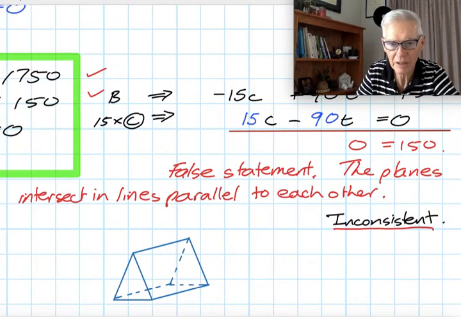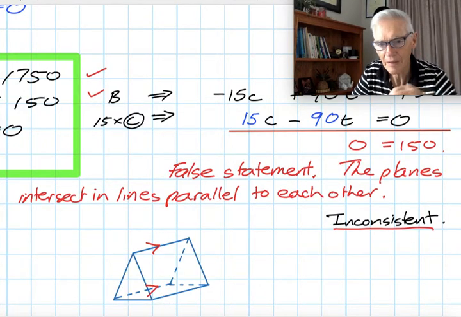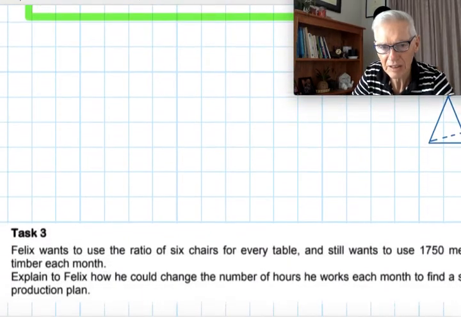And here we have like a bookshelf, so the planes meet in lines that are parallel to each other, and so there are no solutions. They never meet. So we can't do that. So let's go on to task C.